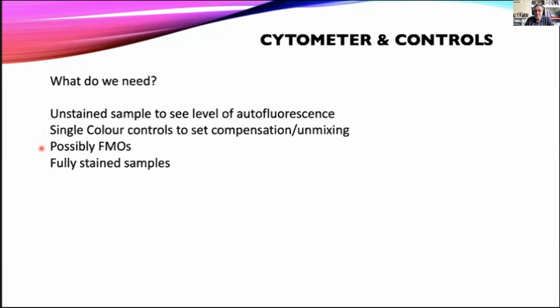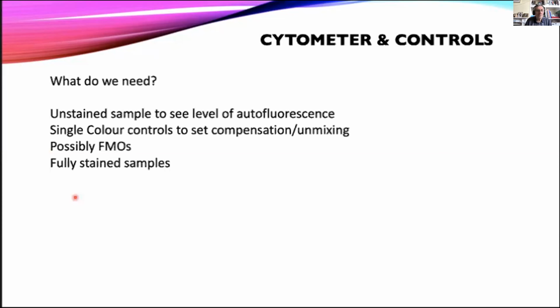We might need some fluorescence minus one controls, FMOs, which we've talked about before. Actually, today for the sake of brevity, we've removed those. These are very useful when we have a continuous expression, but we know with CD3 and CD4, it should be fairly discrete. And this is all to set up our experiments. And then, of course, we're going to be running our fully stained samples.